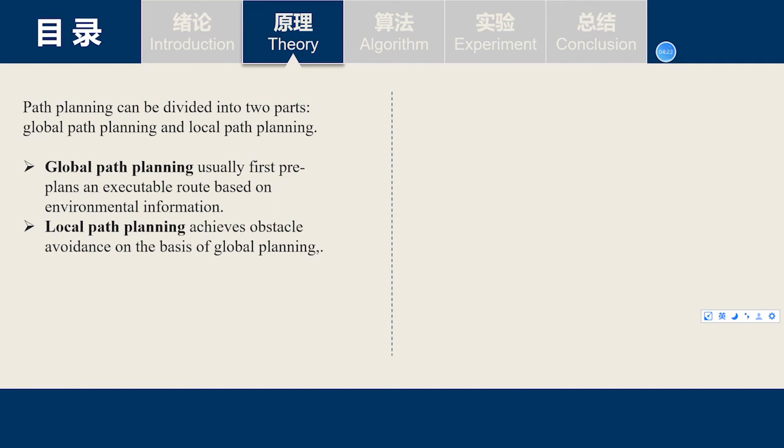The advantage is that the global path is obtained by taking a long time in advance to plan the path, which avoids the blindness that may occur during the local planning and can effectively reduce the time for the local planning algorithm. The specific process is shown in the figure.